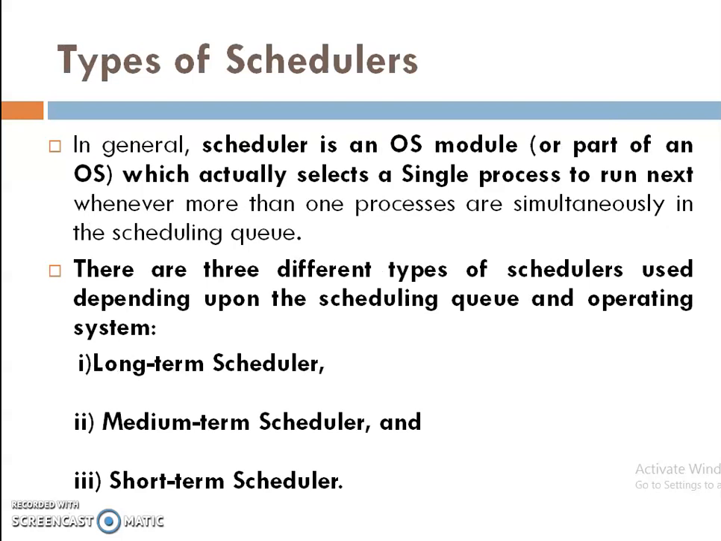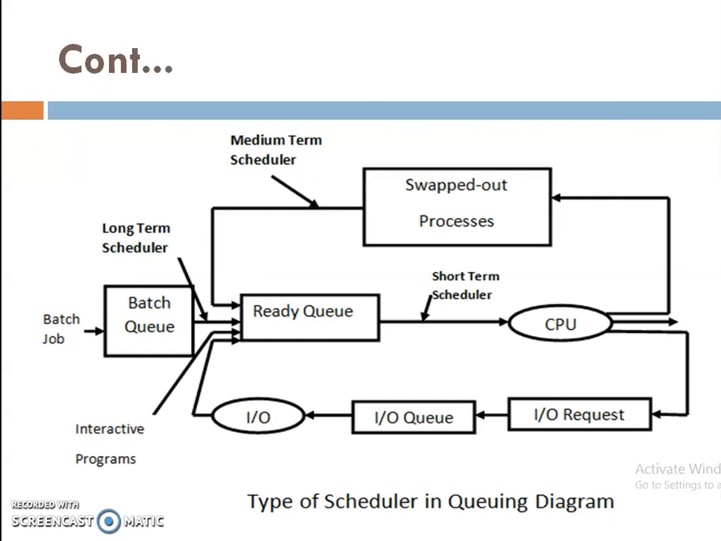Types of scheduler. In general, scheduler is an operating system module or part of operating system which actually selects a single process to run next whenever more than one process are simultaneously in scheduling queue. There are three different types of scheduler used depending upon the scheduling queue and operating system. Now first type is long-term scheduler, then second medium-term scheduler, and last short-term scheduler. This is the diagram to represent different types of scheduler and their different uses.